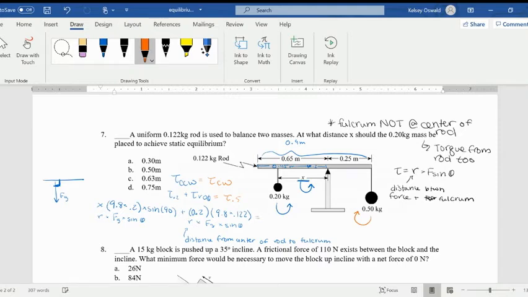Okay, so from here, we added together two counterclockwise torques, those two objects that would cause the rod to rotate counterclockwise, and we need to set that equal to everything that makes it rotate clockwise. So that's going to be our 0.5 kilogram mass. Again, we'll take our radius times our force times sine theta. Here, our object is 0.25 meters from that fulcrum, so 0.25 is going to be our radius here. It's always the distance from your object to that fulcrum.